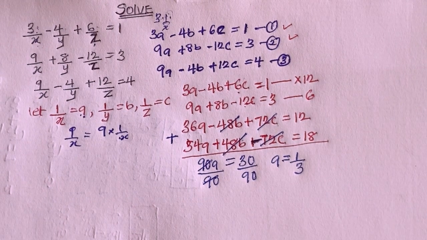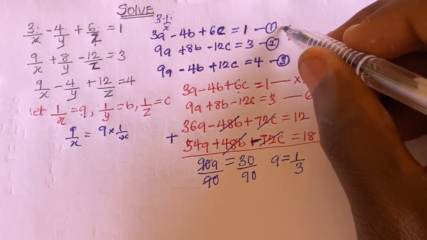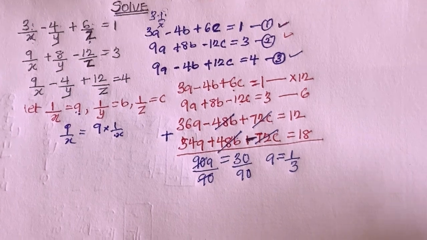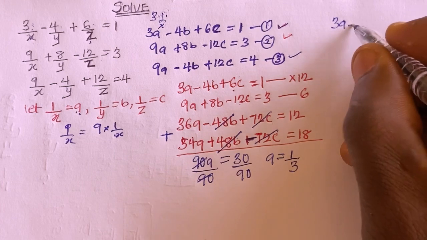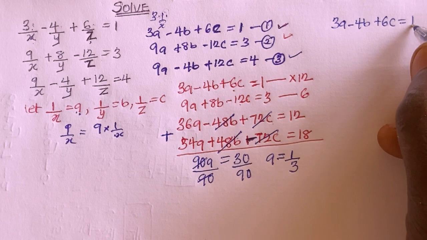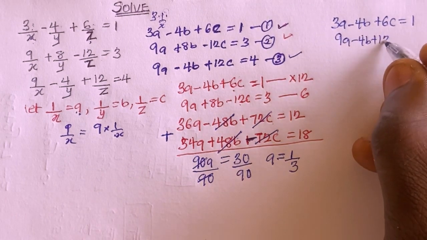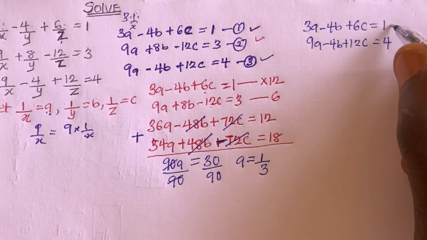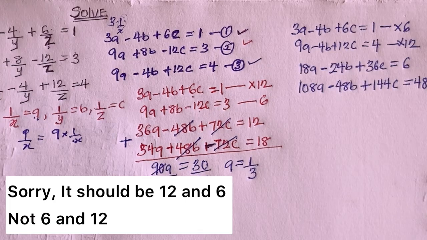Then after that, I can go ahead and pick the next two equations. I will pick equation 1 and also equation 3. In this case, I'm going to have 3a minus 4b plus 6c equals to 1. That's the first one. And the second one is 9a minus 4b plus 12c equals to 4. So what can I do here? I can choose to multiply this. If I choose to eliminate c as well, I'm going to multiply. If you look at it very well.